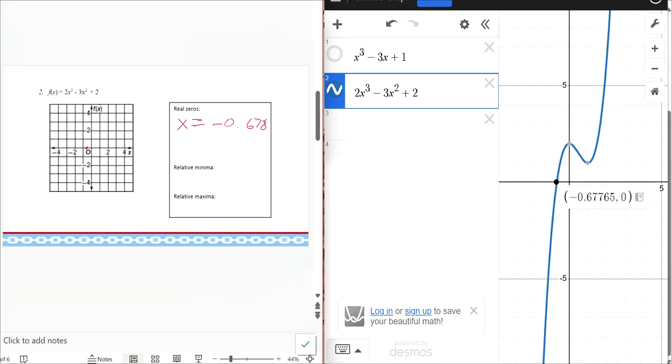And then it has a localized max here at 0 comma 2. Also happens to be my y-intercept. And a relative minima here at 1 comma 1. So my graph comes in from negative infinity, hits a maximum, then a minimum, and then continues back upward towards positive infinity.